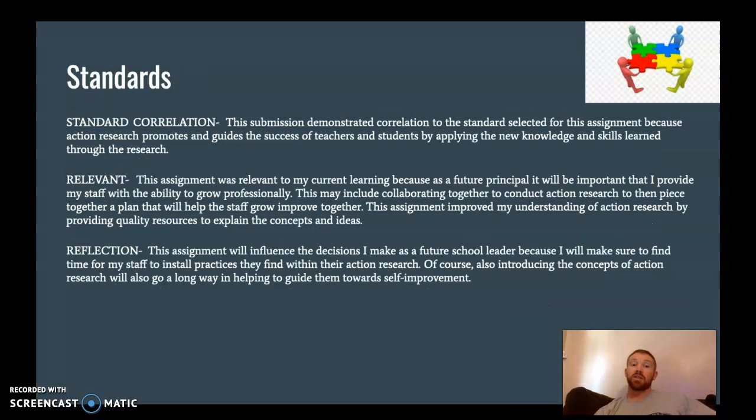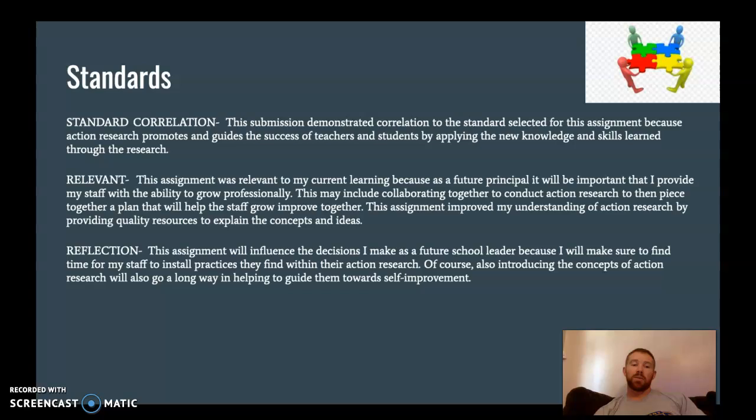This submission demonstrated correlation to the standards selected for this assignment because action research promotes and guides the success of teachers and students by applying the new knowledge and skills learned through the research. This assignment was relevant to my current learning because as a future principal, it will be important that I provide my staff with the ability to grow professionally. This may include collaborating together to conduct action research, to then piece together a plan that will help the staff grow and improve together. This assignment improved my understanding of action research by providing quality resources to explain the concepts and ideas, because I didn't know what action research was beforehand.